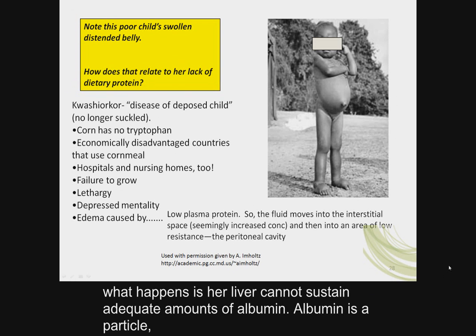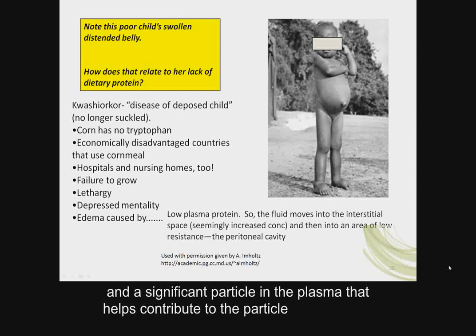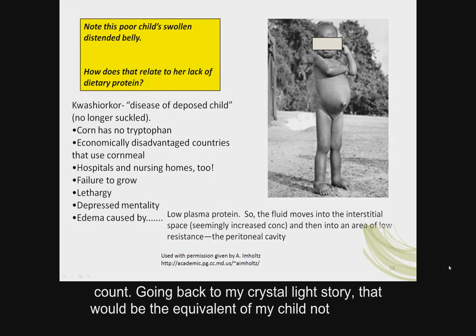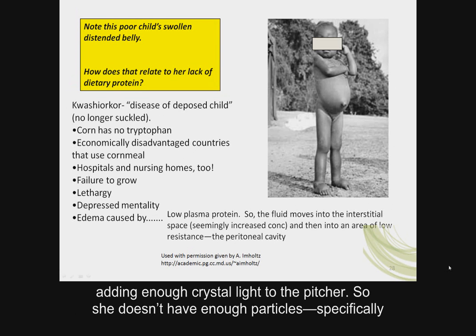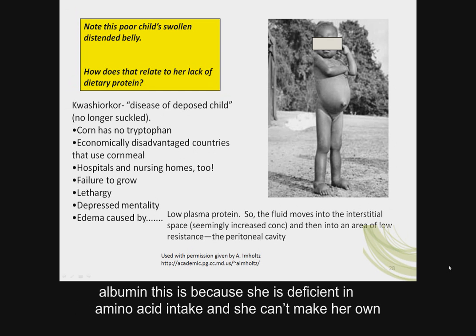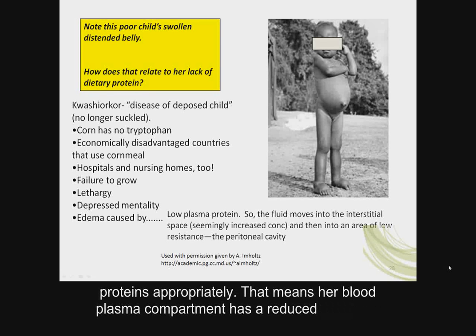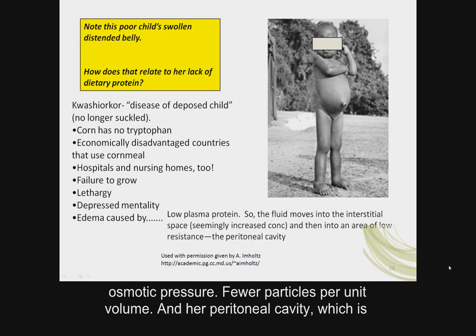Typically, they are eating a diet that is deficient in one of the essential amino acids, say, for example, tryptophan. So what happens is her liver cannot sustain adequate amounts of albumin. Albumin is a significant particle in the plasma that helps contribute to the particle count. Going back to my Crystal Light story, that would be the equivalent of my child not adding enough Crystal Light to the pitcher. So she doesn't have enough particles, specifically albumin. This is because she is deficient in amino acid intake and she can't make her own proteins properly.